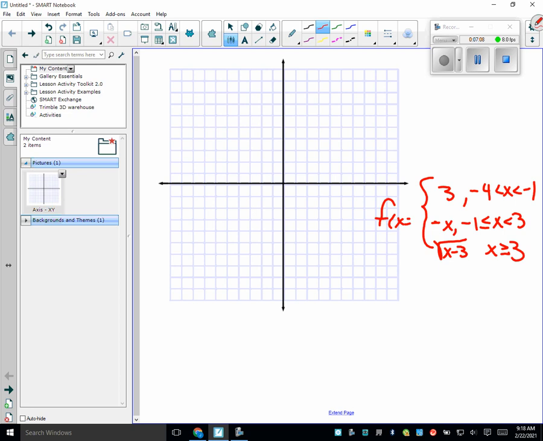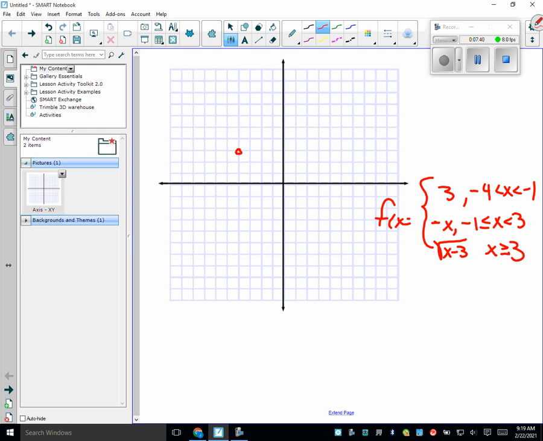We always do one piece at a time. I always start with the top piece. If the top piece says 3, that means that no matter what x is, y is 3, doesn't it? And doesn't it start at -4? With what kind of circle? Okay?